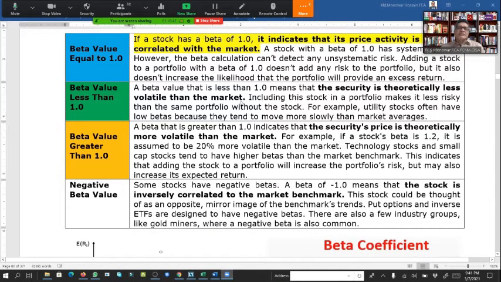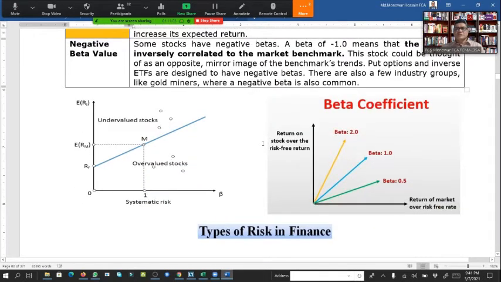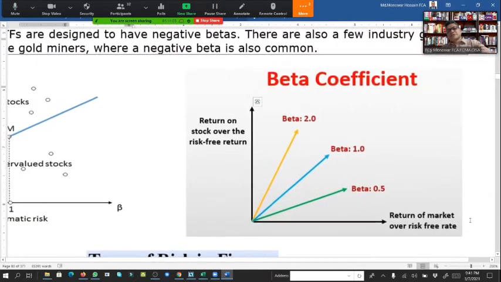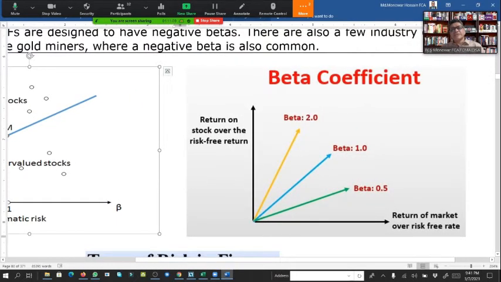A beta value that is less than 1 means the security is theoretically less volatile than the market, etc. So I think it is not hard. So the beta coefficient is also, look here, this is the beta coefficient. Beta 1 is the middle side, beta 2 is the upper one, beta 0.5 is below 1 and above 0.